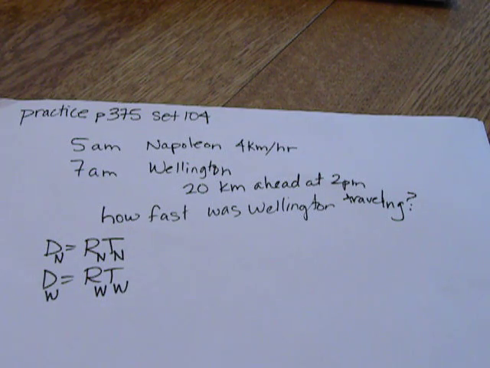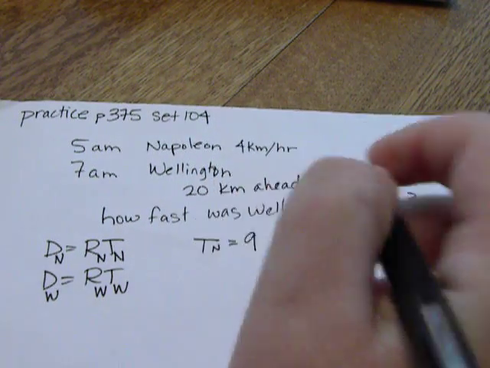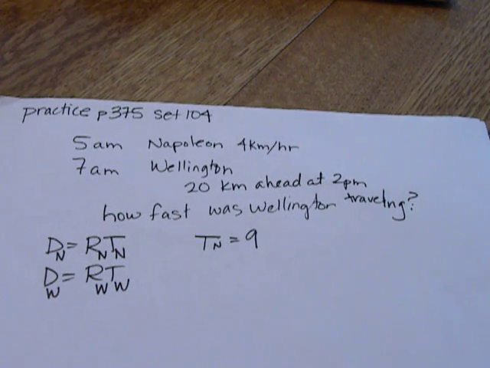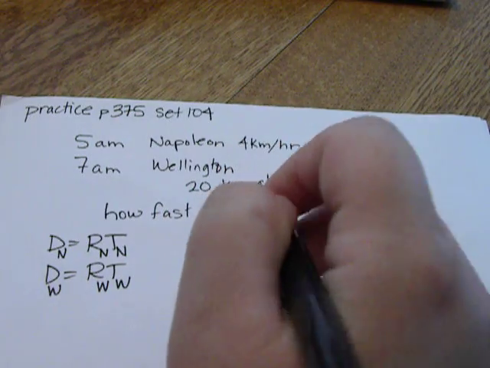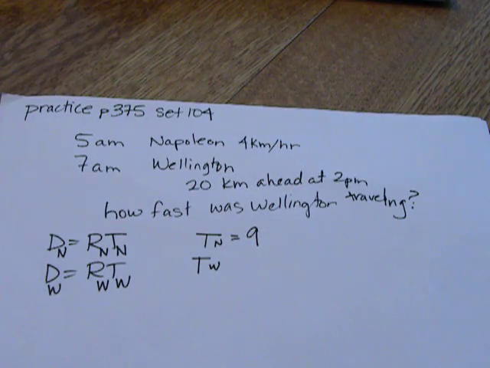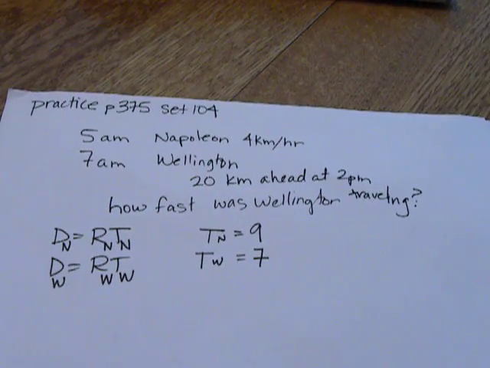Napoleon starts at 5 a.m. and ends at 2 p.m. Wellington starts at 7 a.m. and ends at 2 p.m. So from 5 a.m. to noon is 7 hours, plus 2 more hours is going to be 9 hours. So time of Napoleon is 9 hours. Wellington left 2 hours later, so his time is 2 hours shorter, so his time is 7. Okay, so there's our time.